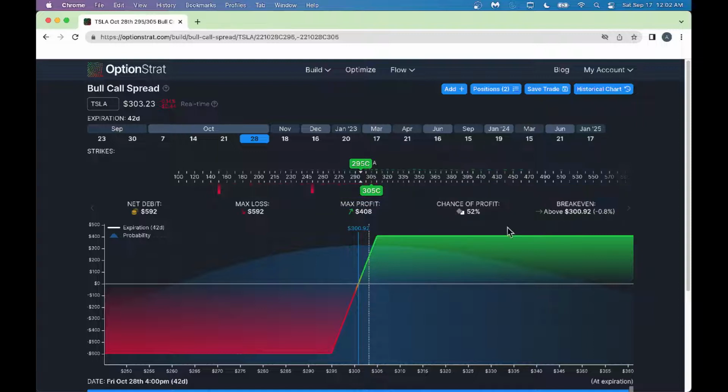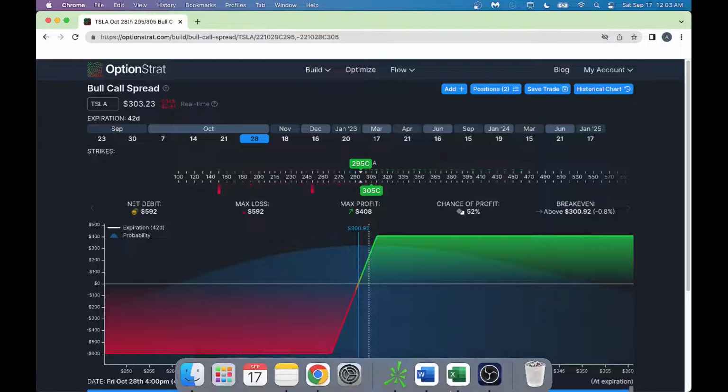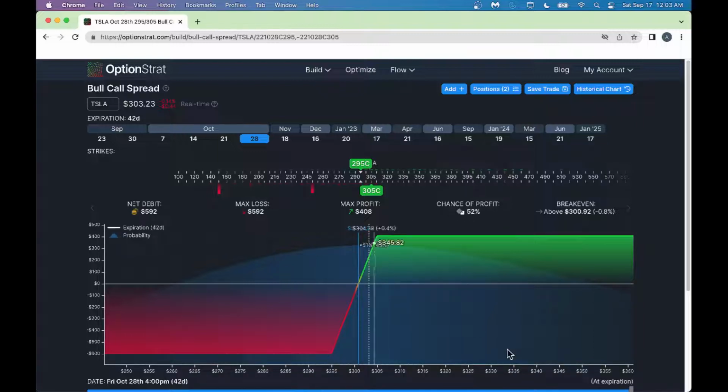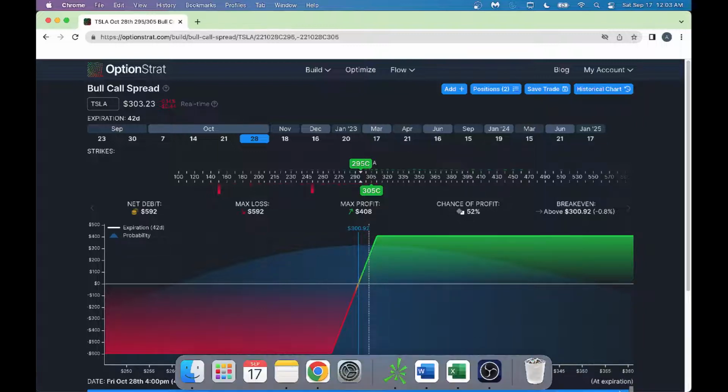And look, it also tells you a nice break-even point here. Right here, you've got the break-even at 300.92. That's your break-even line right here. As the price goes above, you'll start making money. And if you want to know, right now it's at expiration. You could pull this here and see how you'll make money in multiple days.